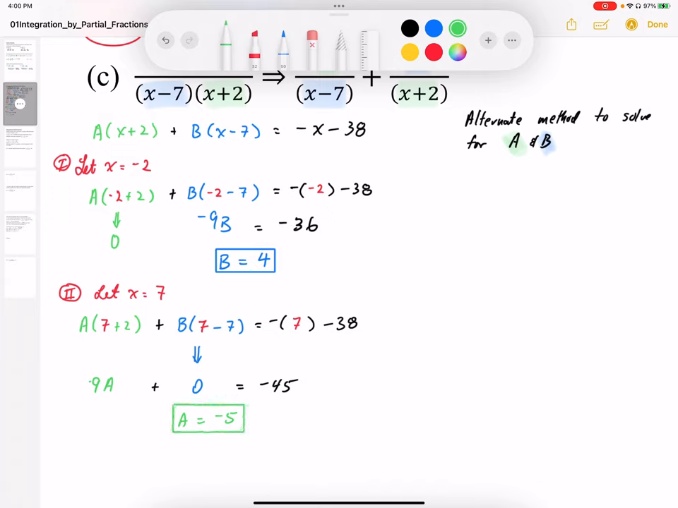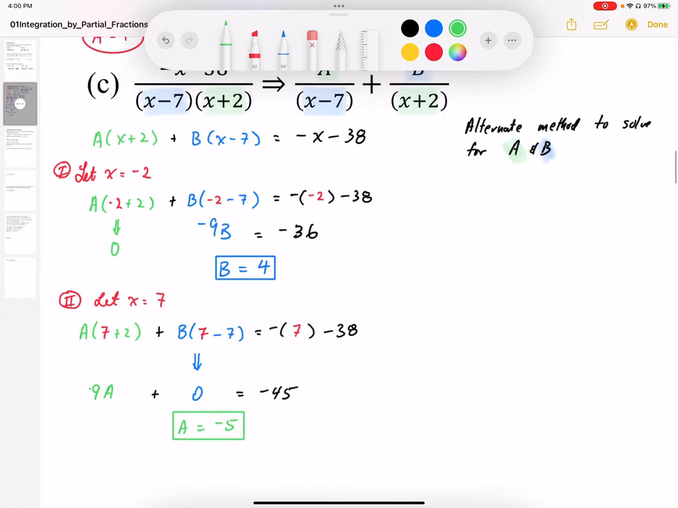So this is a different, alternative method, and it's generating zero factors. We do this by choosing some x's that are going to get rid of either the A or B coefficient by generating a zero factor in the bracket part of that.